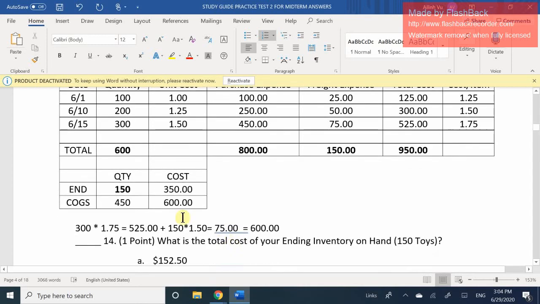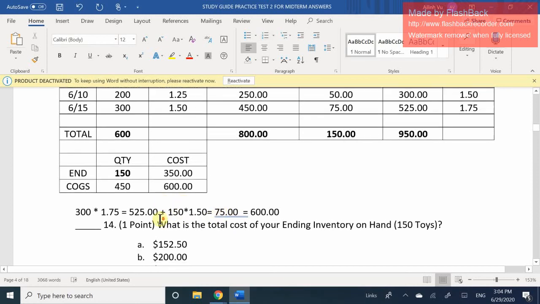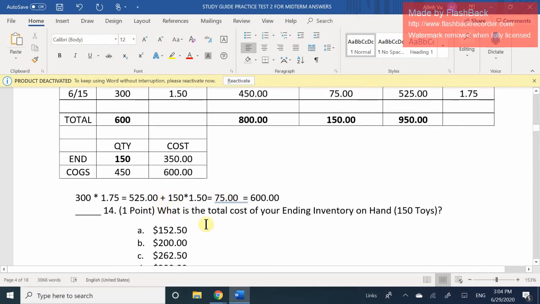Oh, okay, this is wrong here. 150 times 150 is not 75. 50 times 150 is 75. So we have this answer wrong here. 150 times 150 is 225. That is correct. I thought I was wrong.